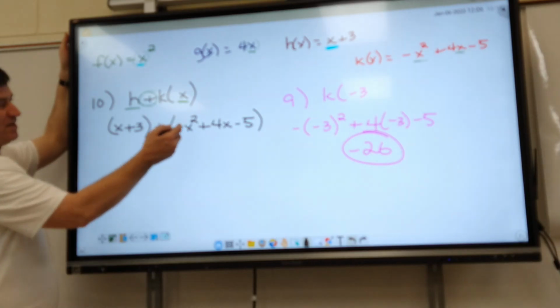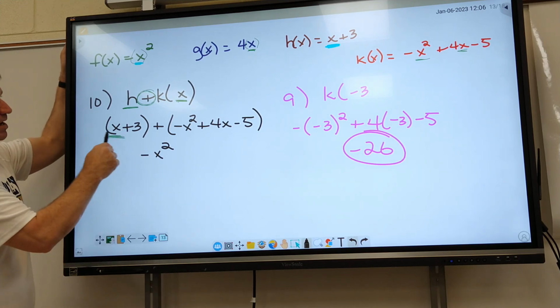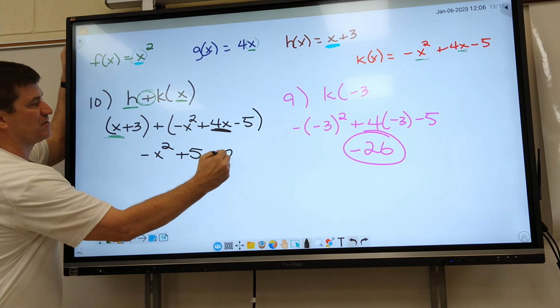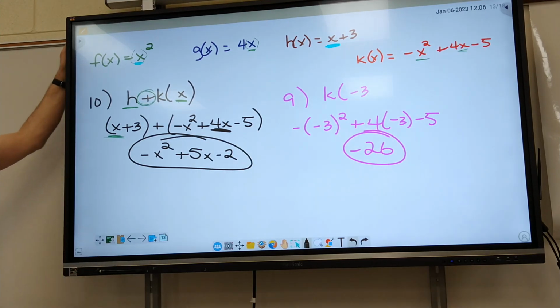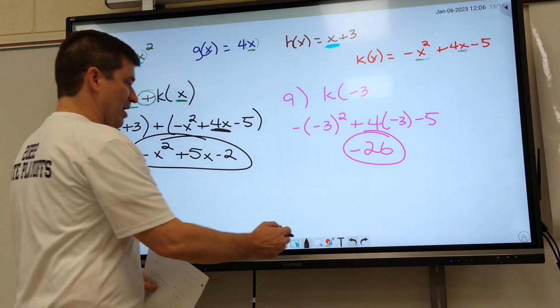The only one that has an x squared, I'm going to bring it down in the front. 1x plus 4x, that's 5x. 3 minus 5 is negative 2. All right, check what I've got on number 10, make sure we're good. All right, flip it over, let's do 11 and 12.